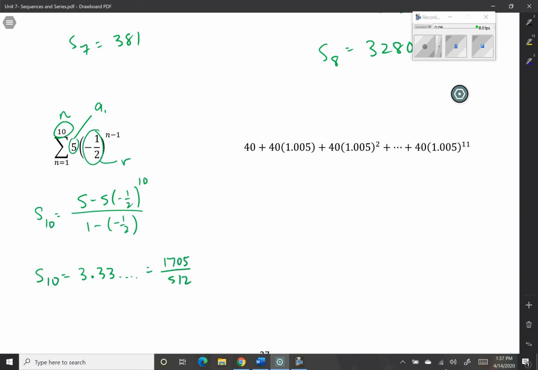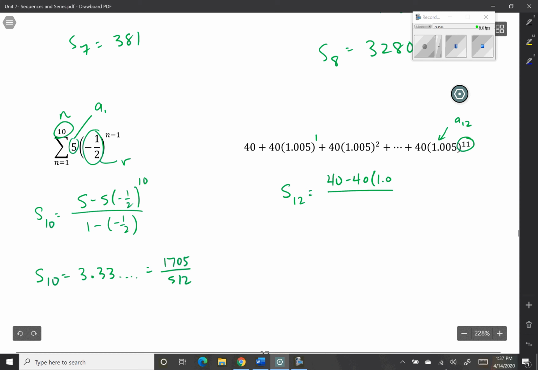All right, so next one, we notice that the exponents are increasing by 1 every time. So even though this exponent's 11, this is actually the 12th term. Right? If you look, the second term has an exponent of 1, third term has an exponent of 2. So I know the first term, I know that there are 12 terms. I know the common ratio because I see the multiplier is 1.005.